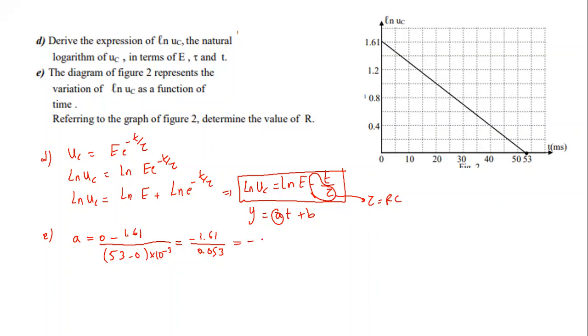But for A, we already said that A is equal to minus 1 over tau. So all of this is equal to minus 1 over R times C. And we already have C, so C is given. This means that R is equal to 0.053 over C times 1.61, which will be approximately 10 to the power 3.